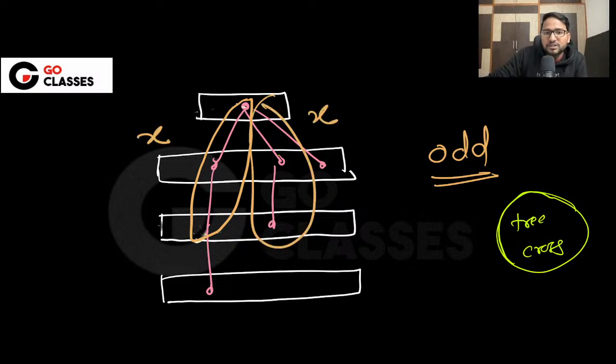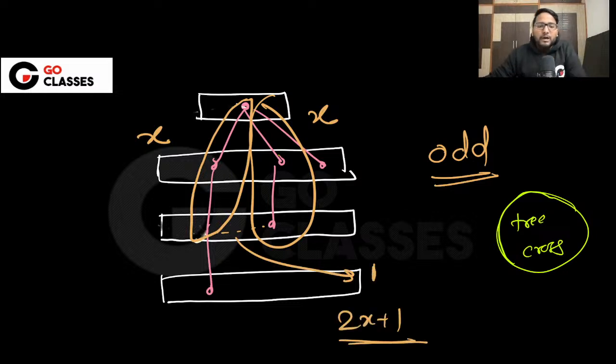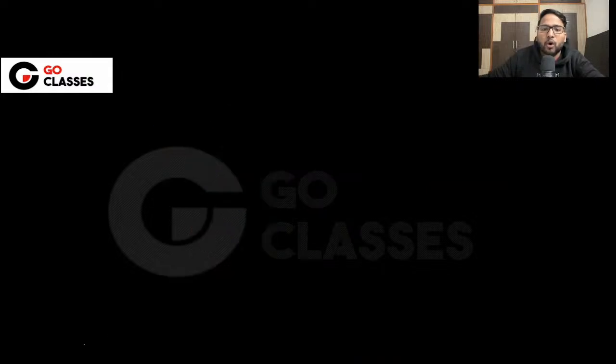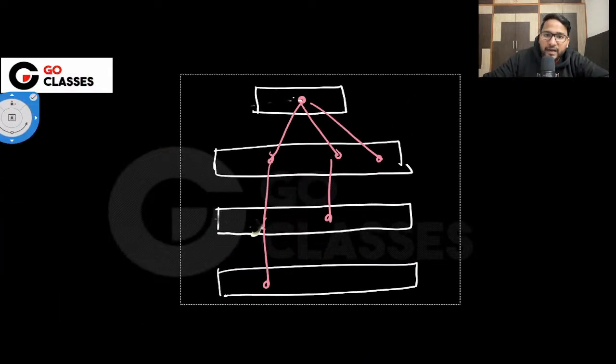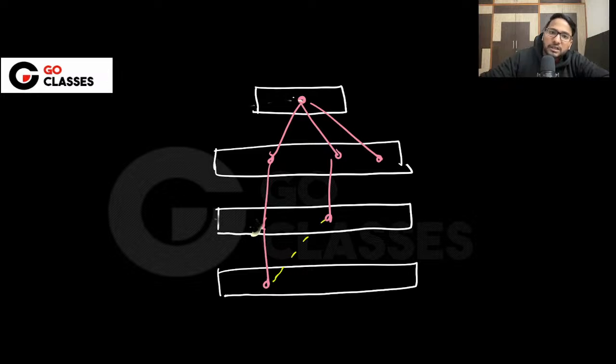So the extra edge is 1, right? So total edges will be 2x plus 1 in the cycle. But if it is not within the same level, if it is across the levels, then what will happen? Let's suppose this is x number of edges, and this is x number of edges.